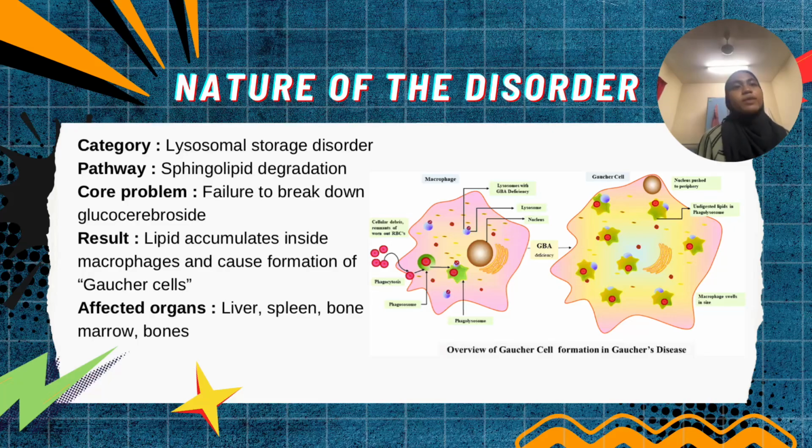Over time, the buildup of these abnormal cells causes enlargement and damage to several organs. The main organs affected include the liver, spleen, bone marrow, and bones. This accumulation disrupts normal organ function and leads to many of the clinical symptoms seen in patients. So overall, Gaucher's disease is essentially a problem of lipid buildup due to enzyme deficiency, leading to widespread tissue involvement.